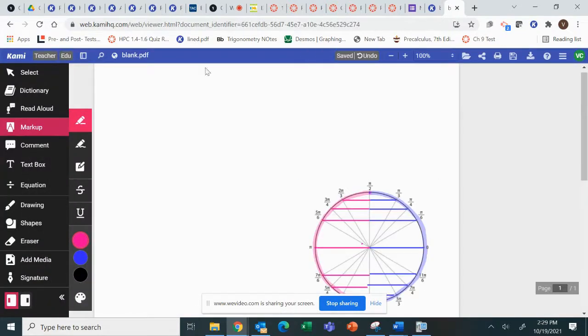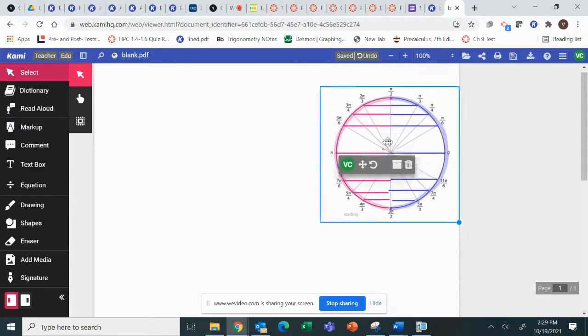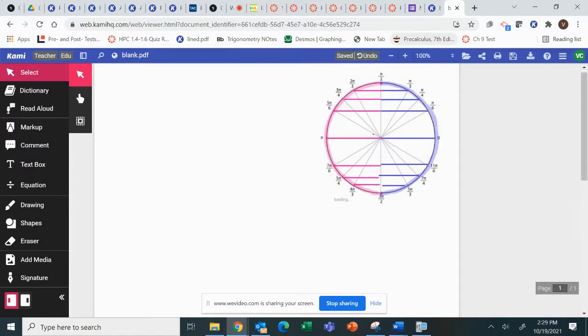You don't have to do what I'm doing. I just want to do it so we can talk about it at the same time, so you don't have to keep flipping between the two pages.